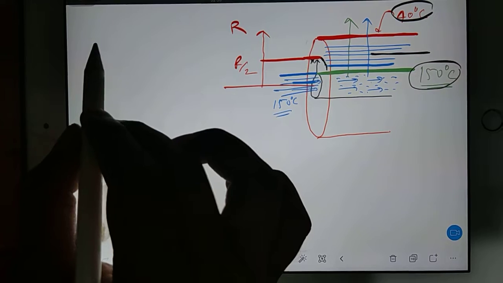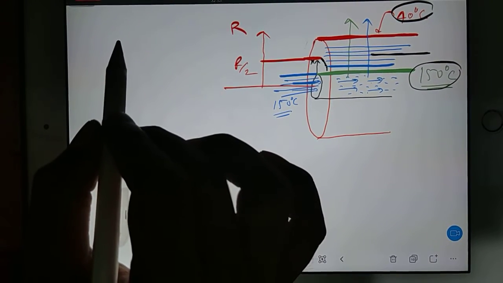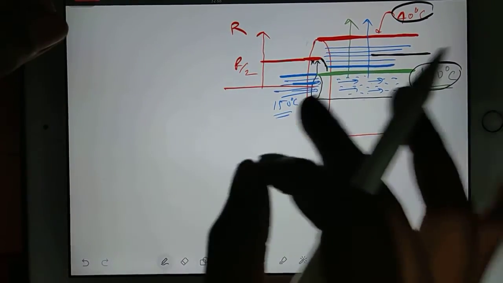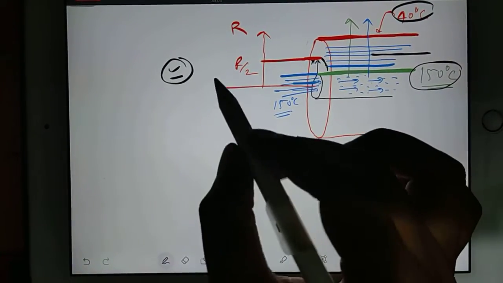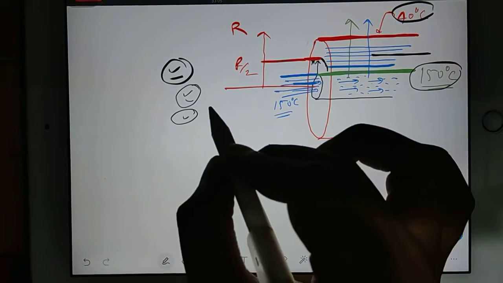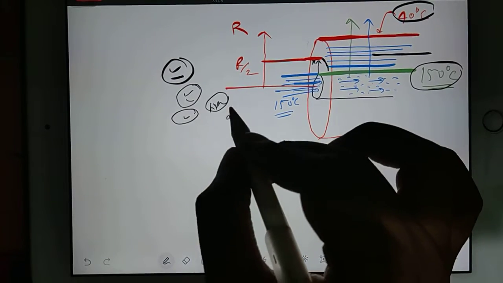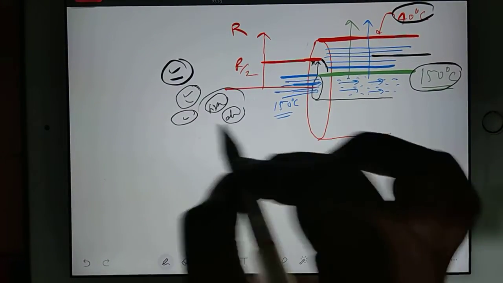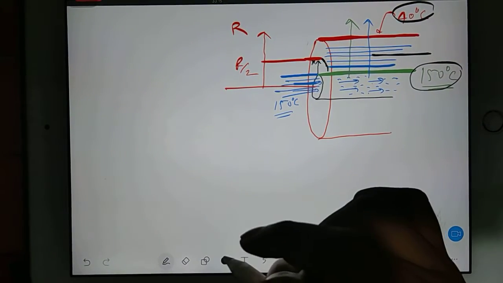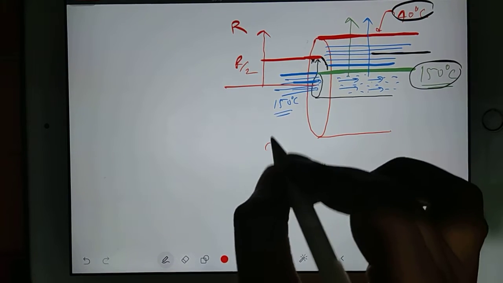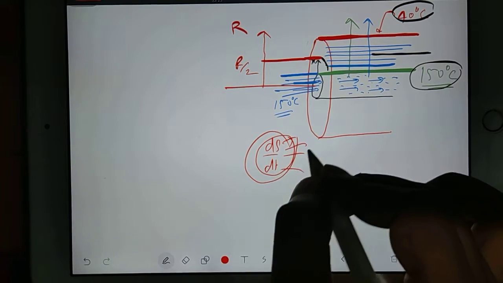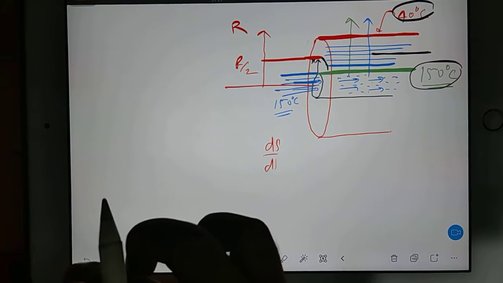This is based on some change, and whenever there is a change, there is a differential equation. In the last class I told you that whatever changes we experience in daily life are mostly based on either time or distance. For example, ds by dt is the rate of change of distance with respect to time. Since differential coefficients are coming, it is a differential equation.